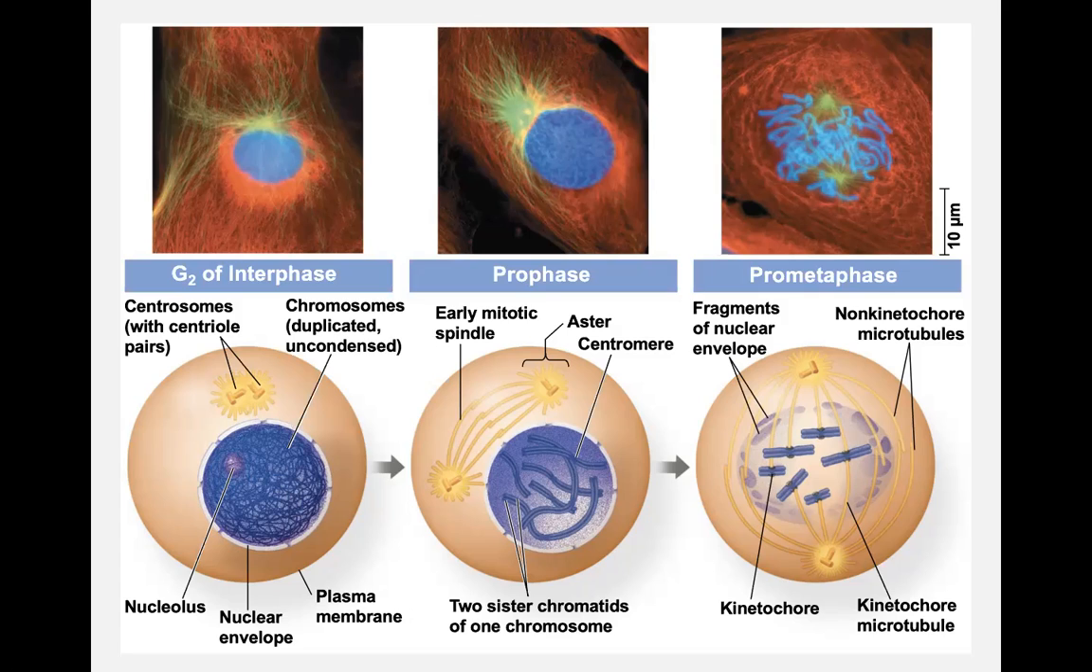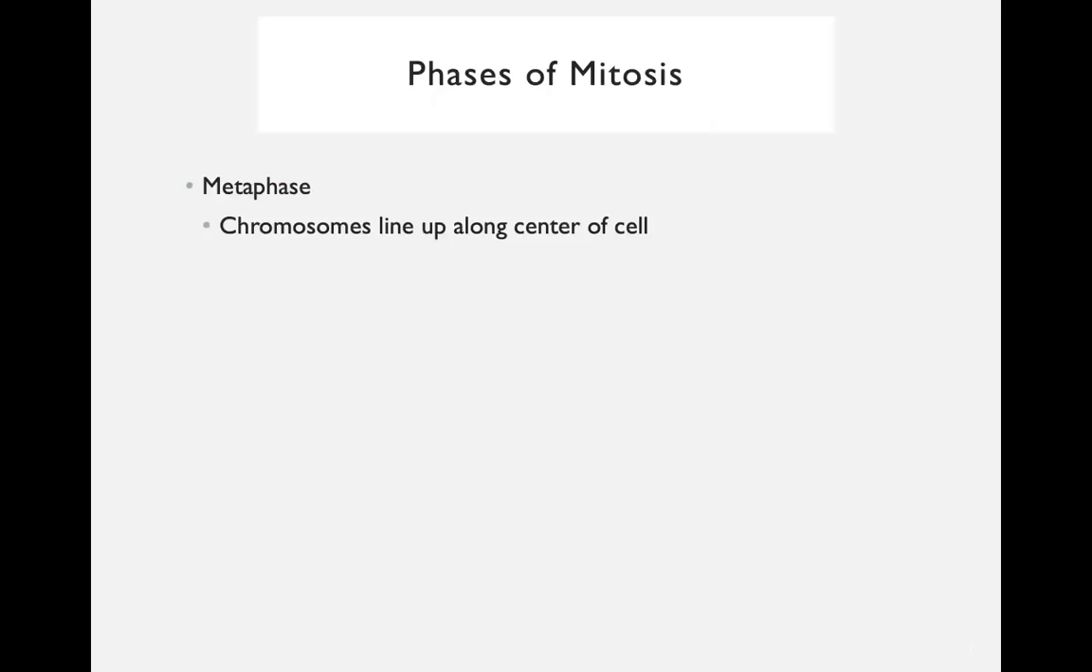Okay, into metaphase. Metaphase is the easiest stage. This is where chromosomes are just lining up along the middle. So in that previous image, you saw the chromosomes were kind of all over the cell. Now they're going to all line up along the very middle of the cell. Nice and neat. So metaphase, middle. That's how I remember metaphase. 2 M's.